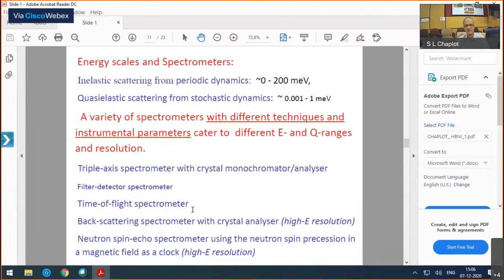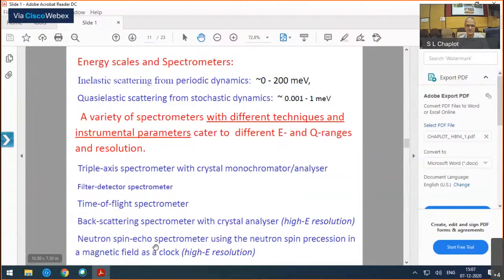So therefore one has flight times which are in milliseconds or fractions of a millisecond, which is quite comfortable. So you don't need very high-end electronics measuring nanoseconds, but microseconds onwards are good enough. Backscattering spectrometers again are based on a crystal monochromator, but this is when the Bragg angle is close to 90 degrees, and so then one gets an extremely high resolution.